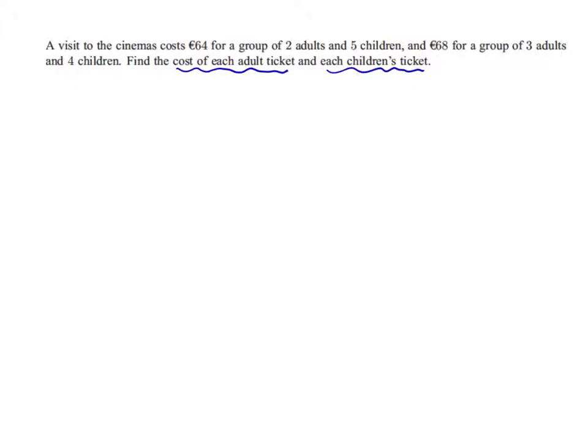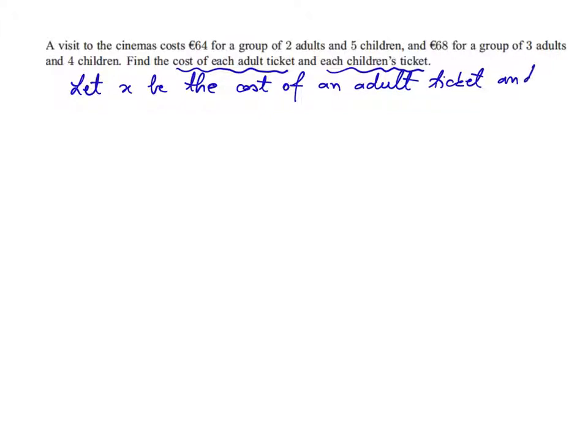So here I have my two variables. Let x be the cost of an adult ticket and y be the cost of a child ticket. So these are my two variables.